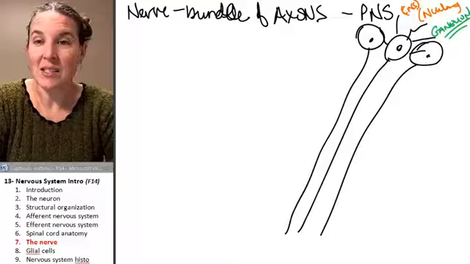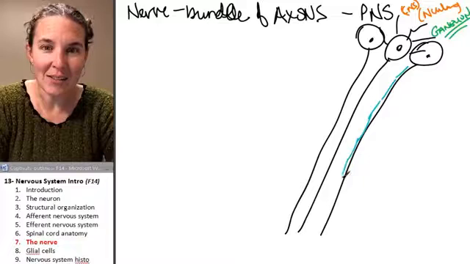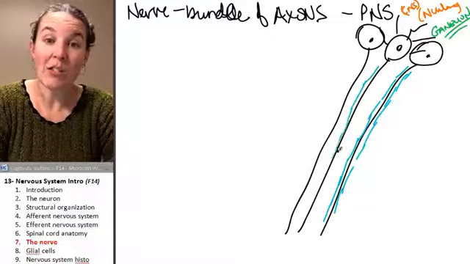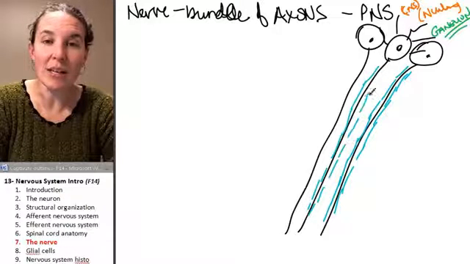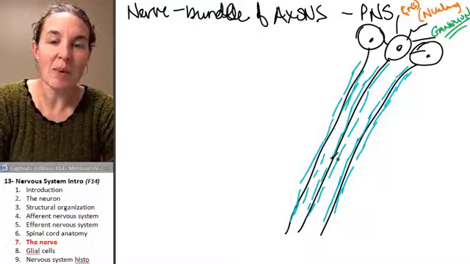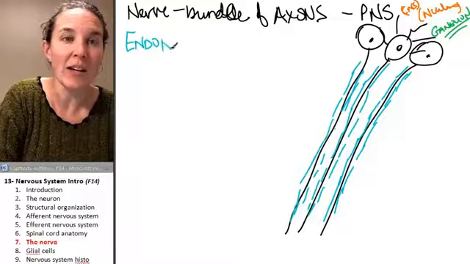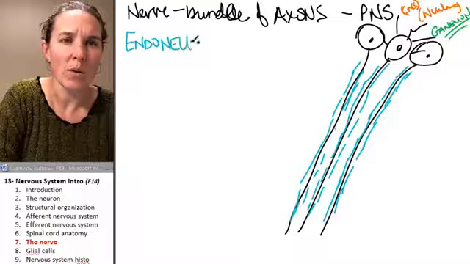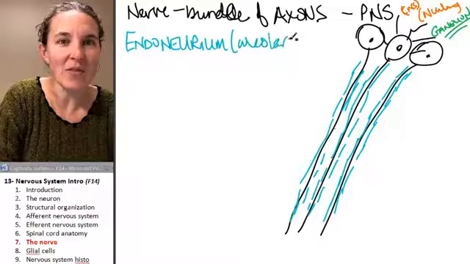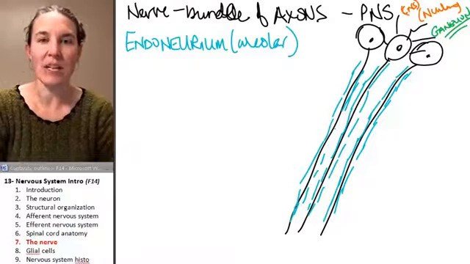All it is is a bundle of axons. We have each individual axon, whether it's myelinated or not. It might be myelinated, but regardless, each one is surrounded in a little connective tissue sheath that is made up of areolar connective tissue, and it's called the endoneurium. And each individual axon is surrounded by that areolar connective tissue.